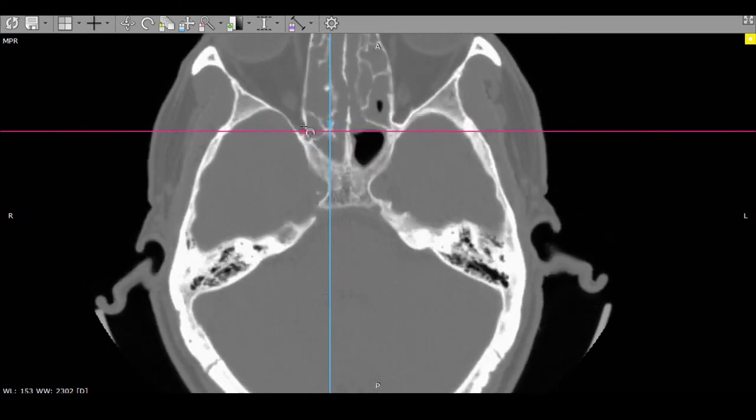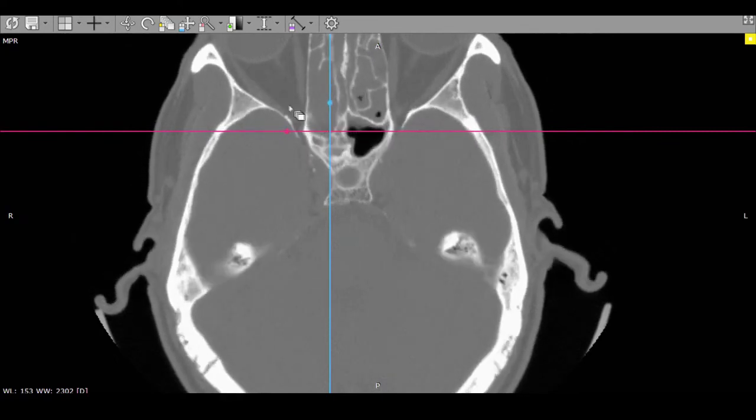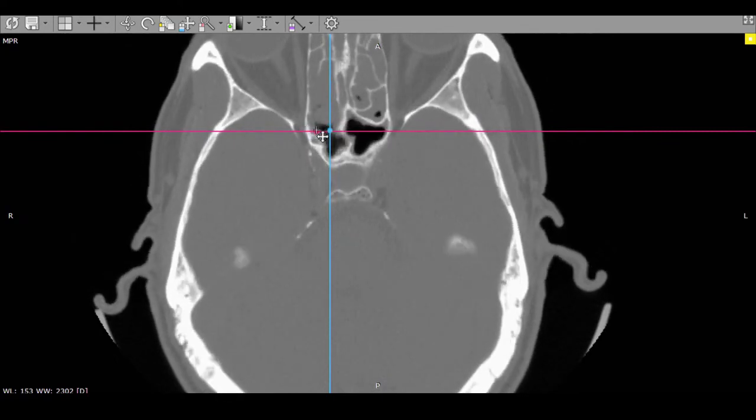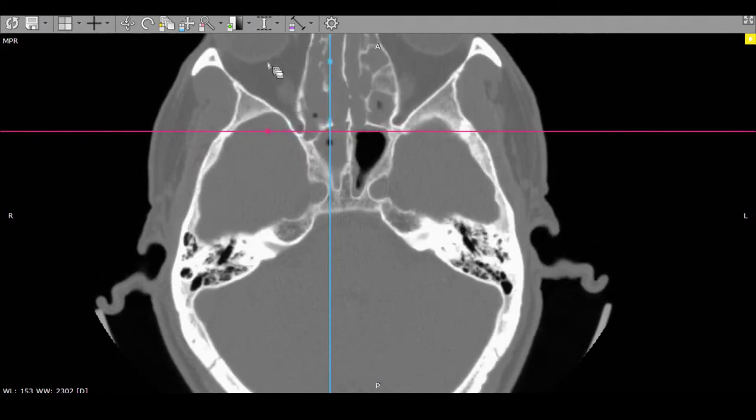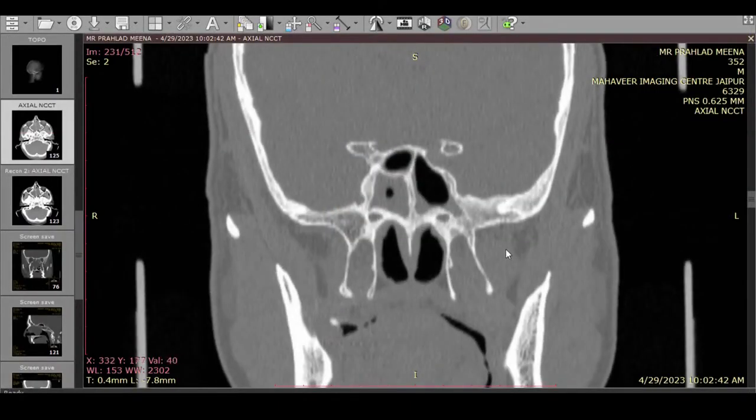This is the Onodi cell, this one. And this is the sphenoid sinus. And the optic nerve coming from laterally, see this optic nerve coming from here, is in contact with the Onodi, not the sphenoid. So beware of the Onodi situation in any given case.